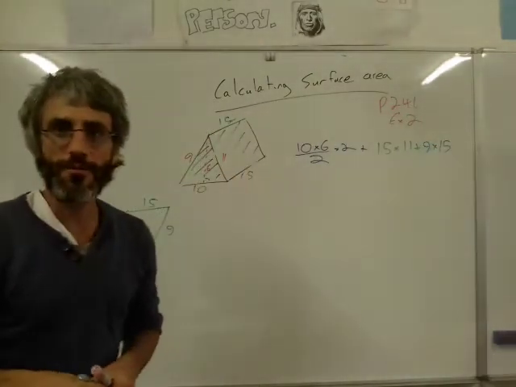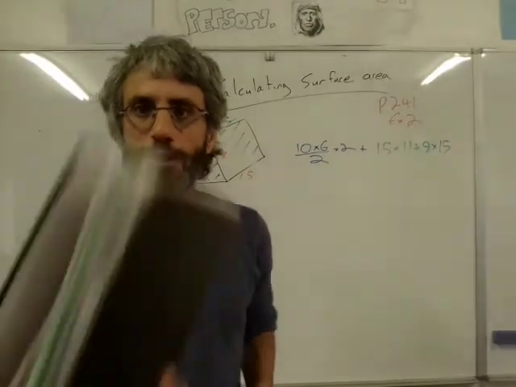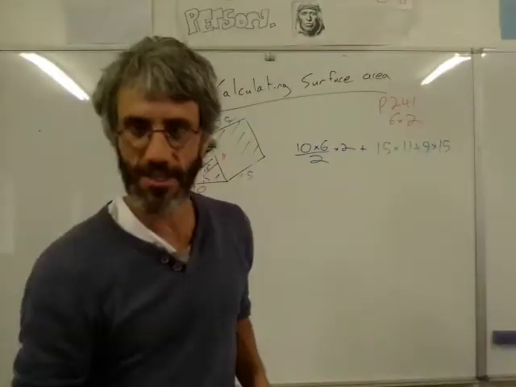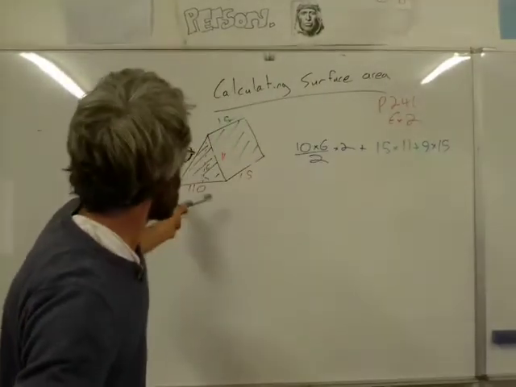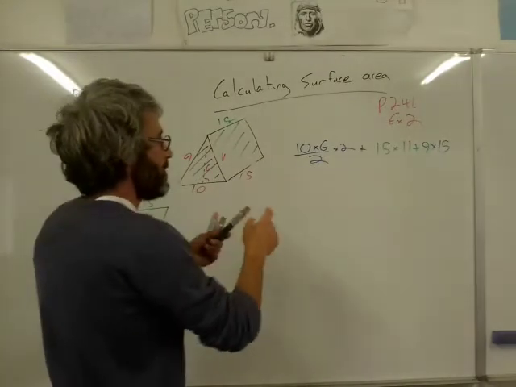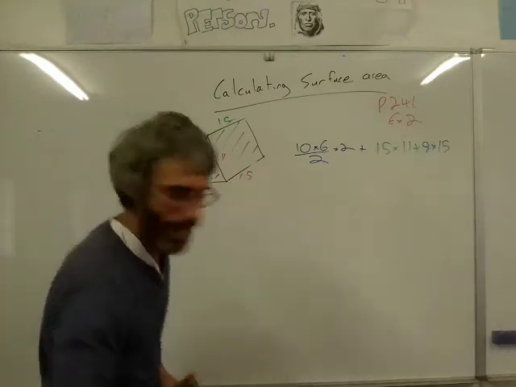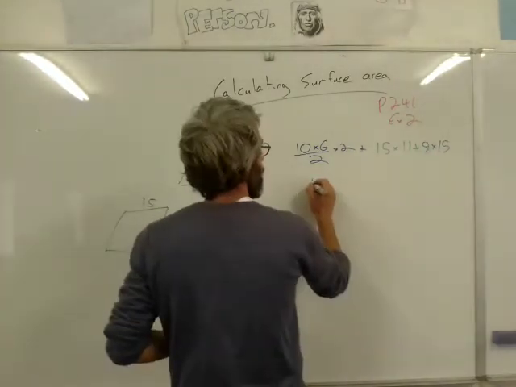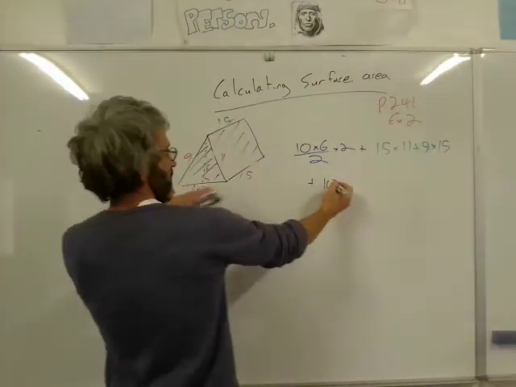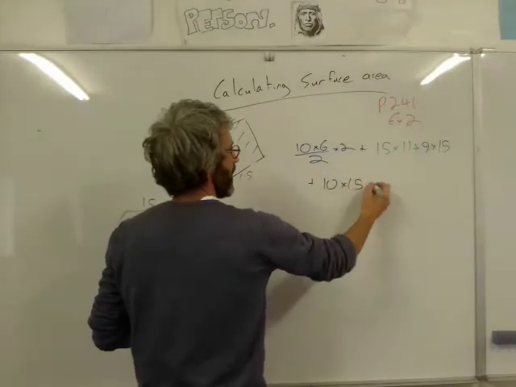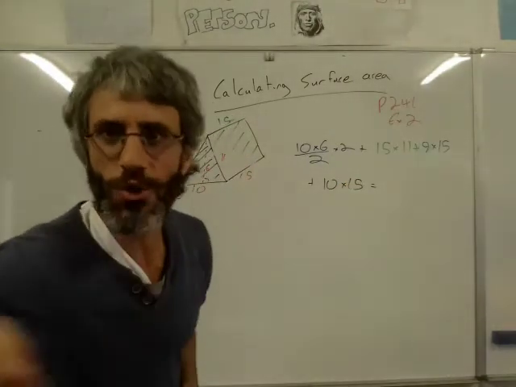Okay, and then we've got the rectangle at the bottom, okay, which is definitely different, even in this example. What are the lengths of the rectangle at the bottom? 10 and 15. So we're going to have to add to that 10 times 15. Okay? Right? I'll pause you here.